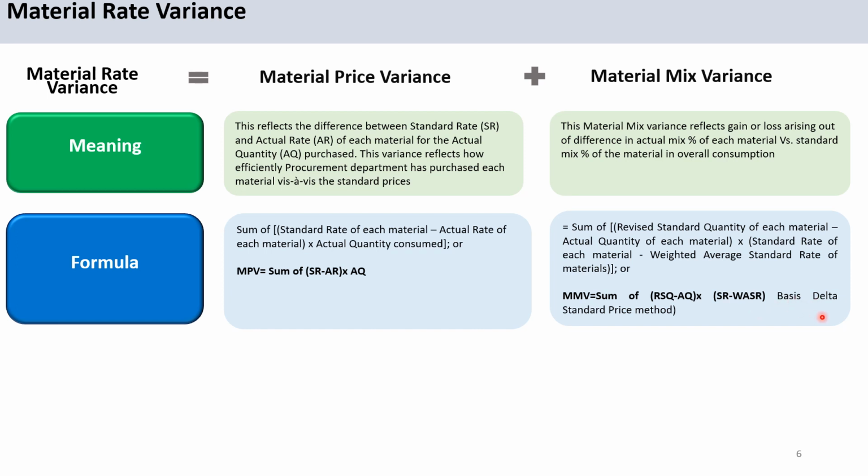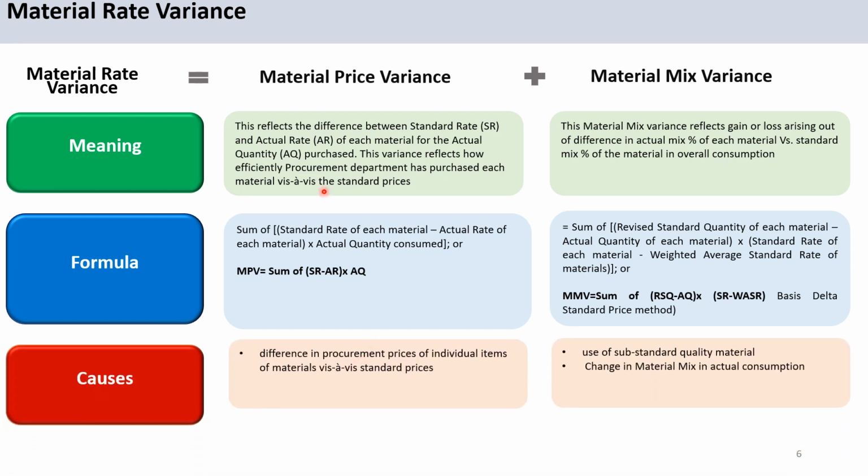And this I call the delta standard rate price method, which is different from what we have been taught by ICAI or ICSI or various other institutes. And I will explain why I have changed the formula a little bit, the reason for this. And these are the causes for material price variance to arise. As I said, it arises because of procurement department's efficiency or inefficiency in buying the materials versus the standard price. And material mix variance may arise due to usage of substandard quality or better quality compared to the standards, or changes in material mix in actual consumption.